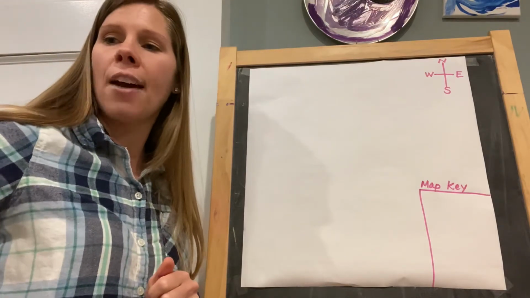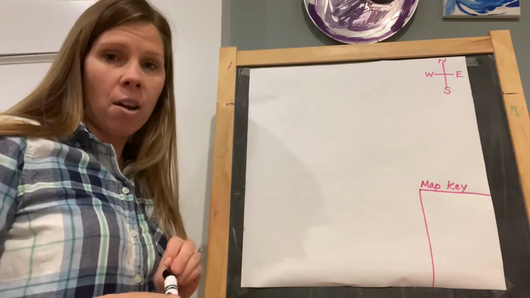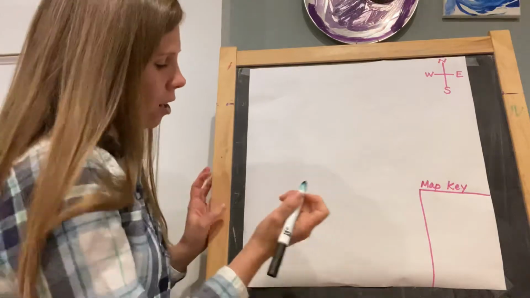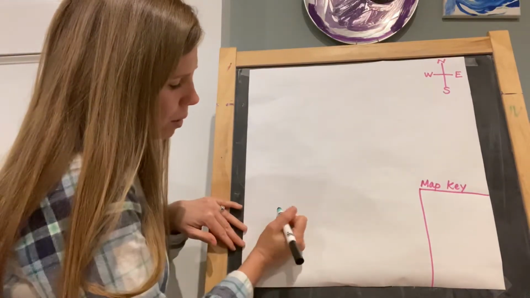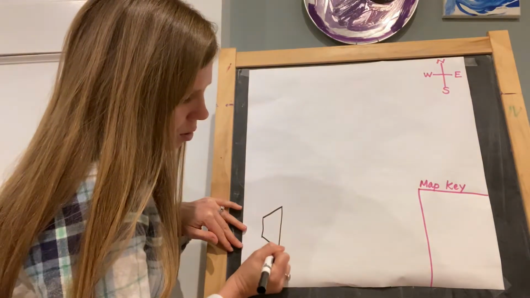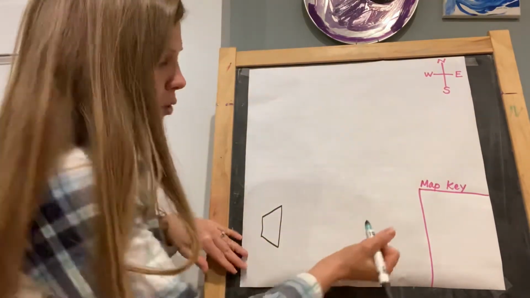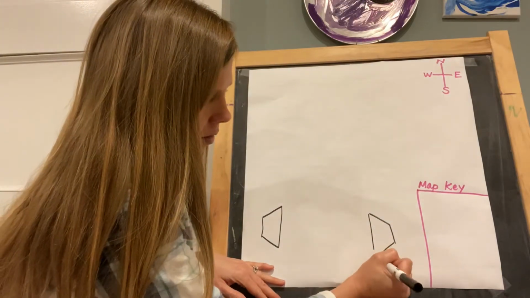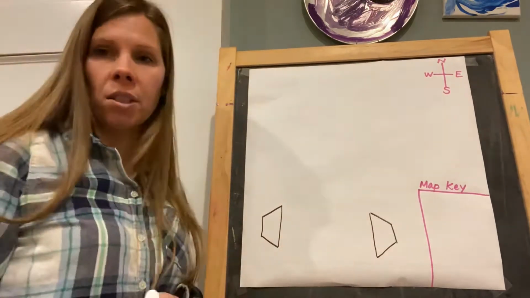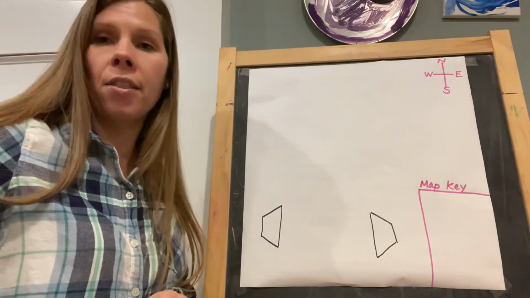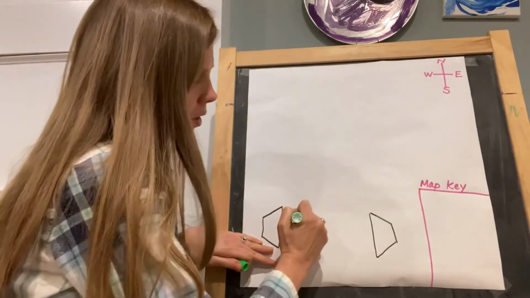Now I need to draw some stuff. So let me think about what I have in my backyard. Right now in my backyard, we have some soccer goals set up. So that's kind of hard to draw. I'm just going to kind of keep it simple and draw this kind of shape. That's a trapezoid. I'm going to draw another one over here. All right, that'll do. And my soccer goals are in the grass. So I'm going to draw some grass.